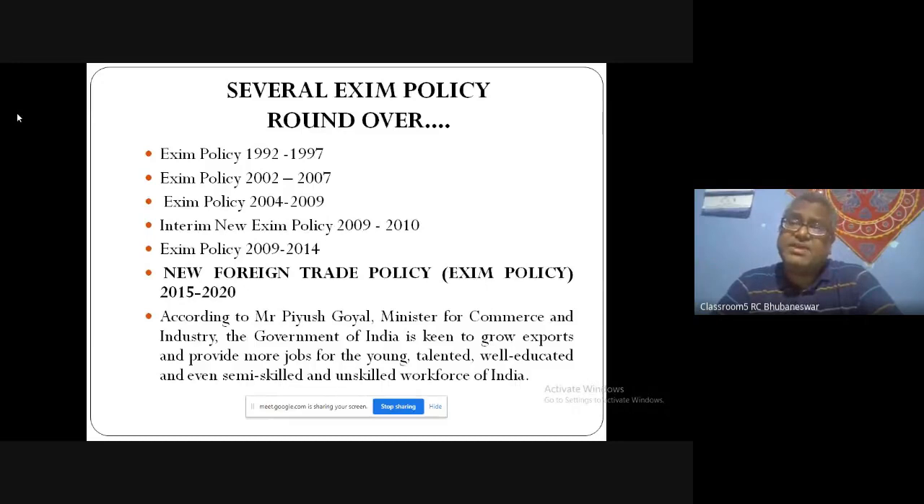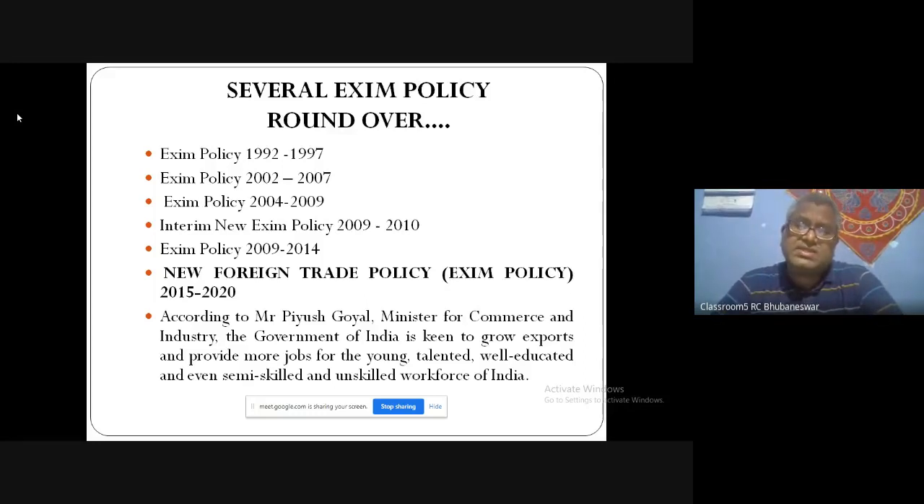You see the EXIM policy 1992-97, which is for 5 years. EXIM policy 2002 to 2007, also 5 years. EXIM policy 2004 to 2009, also 5 years. In the meantime, an interim EXIM policy came up for 2009 to 2010, and another EXIM policy came up for 2009 to 2014 for 5 years. And now the present government has changed it, calling it the new foreign trade policy. They did not come up with an EXIM policy, but the policy of 2015 to 2020. This is the recent amendment of the new foreign trade policy, or what you call the EXIM policy.